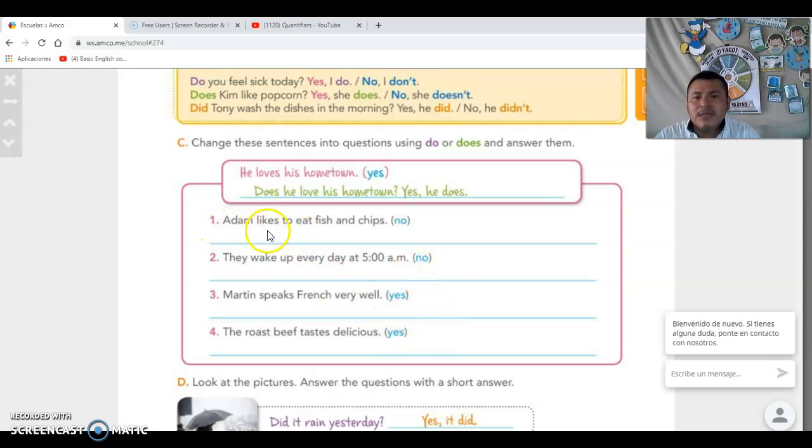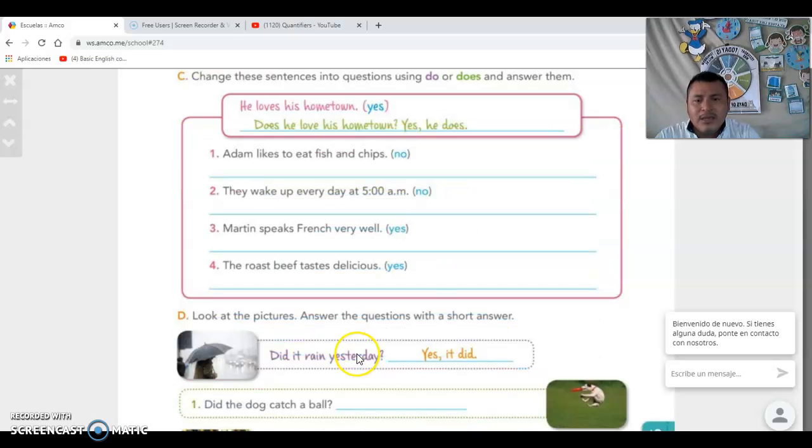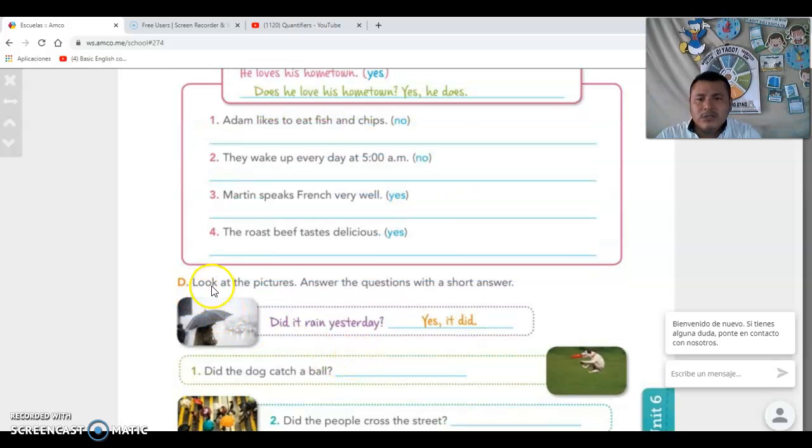Okay. Adam likes to eat fish and chips. So what do you think? Okay, so you need to add the question marks. Okay, so please, you need to do this one, and also you need to do this one. Look at the pictures, answer the question with a short answer.